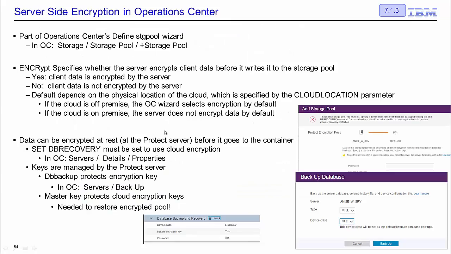In the Operations Center, when you set up a cloud container, you will be prompted to turn on encryption. Another thing that it's going to prompt you to make sure of is that your database backup is occurring and that you've done your set DB recovery for the cloud encryption. And these are really important because if you lose your Spectrum Protect database and have not backed it up, you're not going to be able to restore that data that was encrypted. We don't have the keys. That data is meaningless to us. So it's extra important to make sure your Spectrum Protect database is being protected.